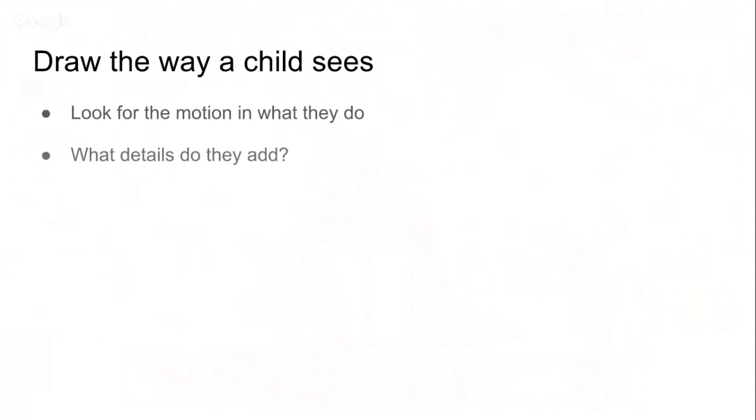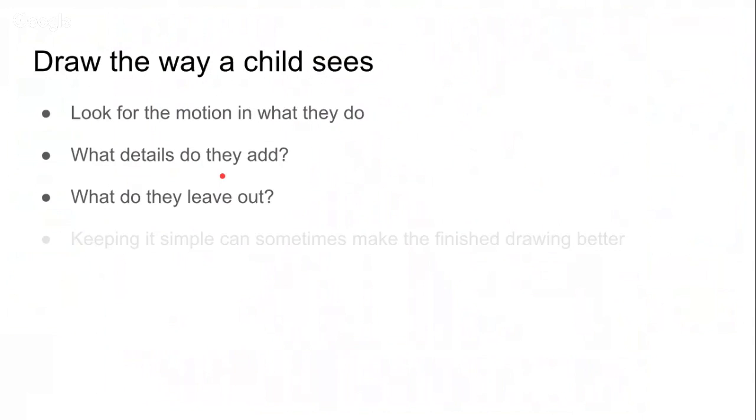And also it helps you draw the way a child sees. It just looks for the motion in what they do. And if you look at a child's drawing, what details did they add and why? Have you ever looked at their drawings and wondered why they focused on that part? But it's always interesting. What did they leave out? Are you putting something in there that's unnecessary? When you draw, you think it doesn't look right, but is it just because you're overthinking it? Maybe it should be a little simpler. Keeping it simple can sometimes make the finished drawing better. So just keep that in mind while you're drawing.